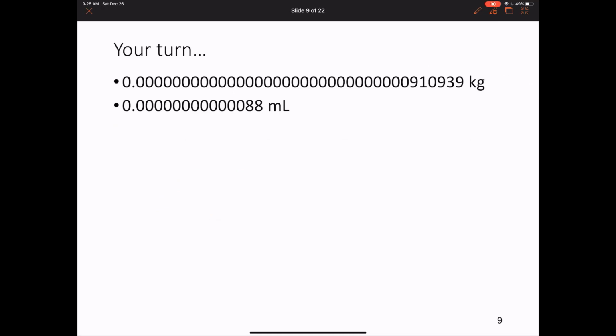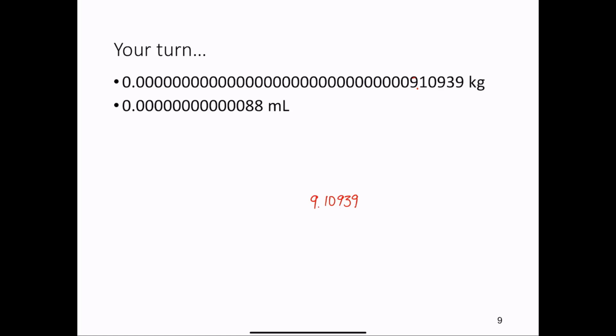All right, so with very, very small decimal numbers, we will want to format our answer the same way that we did with our large answers. We'll want to make sure that the beginning of our answer has the first digit just to the left of the decimal. So we want to write it as 9.10939, okay? And then we need to count how many times we move the decimal.